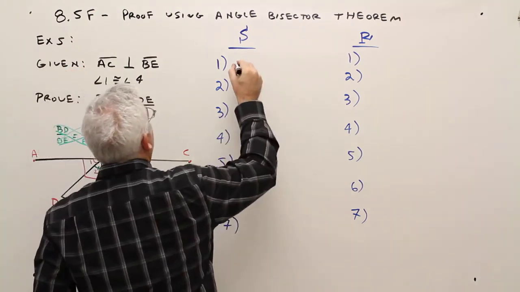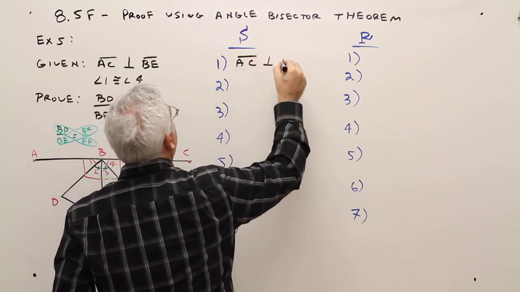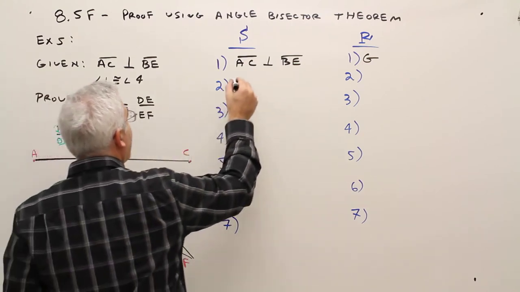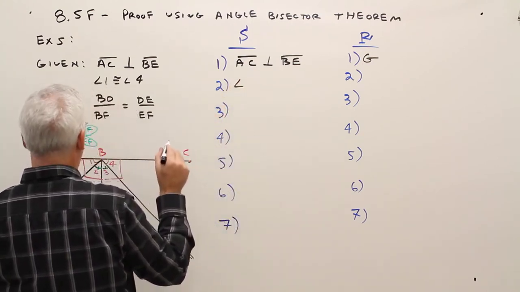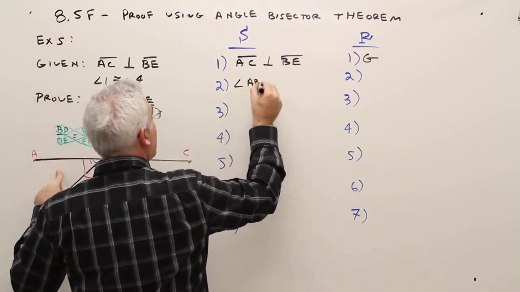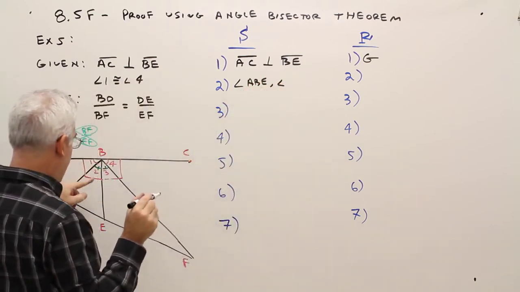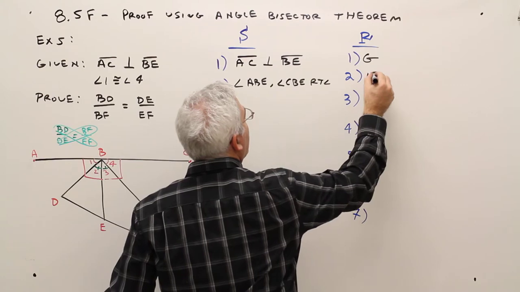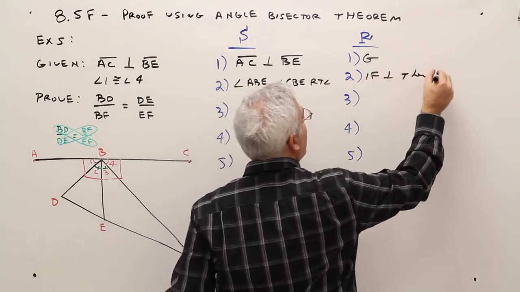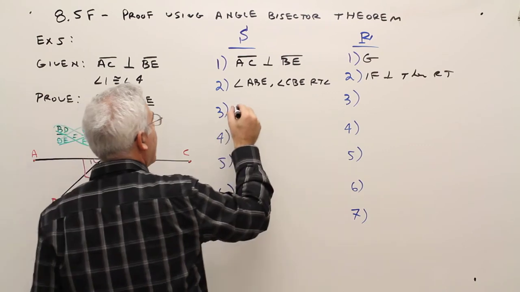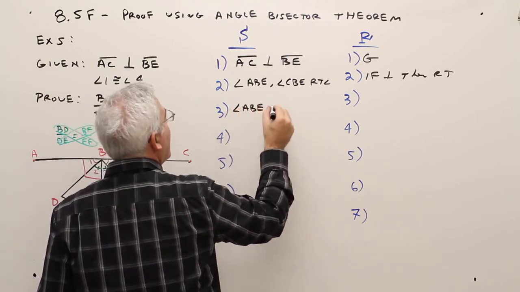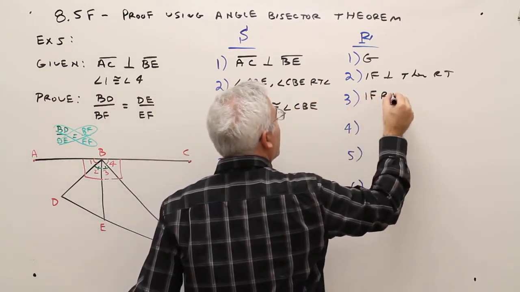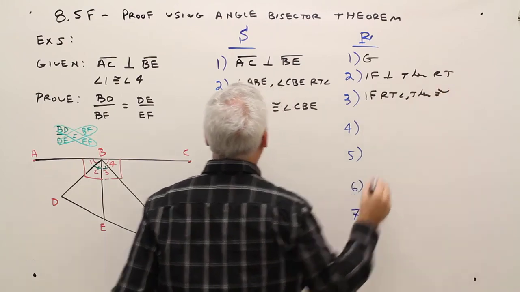So I've got AC is perpendicular to BE. That was given. Based on that, I can say angle ABE and angle CBE are right angles. If perp, then right, then I'll get them congruent. Angle ABE is congruent to angle CBE. If right angles, then congruent.